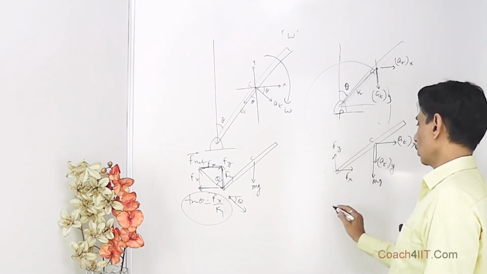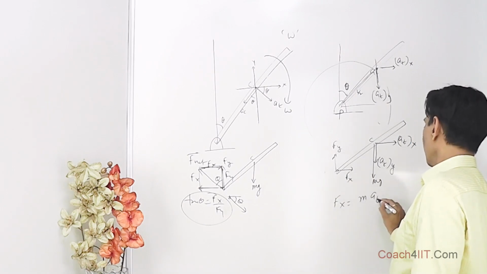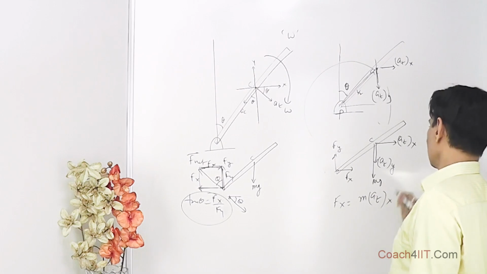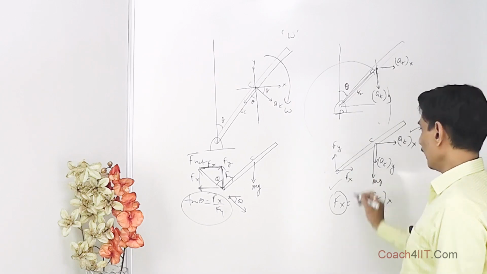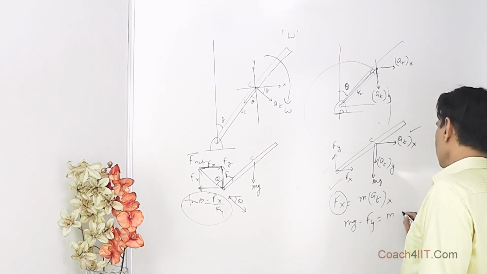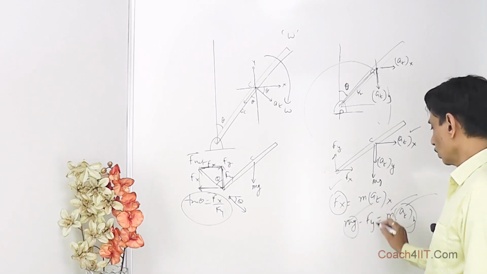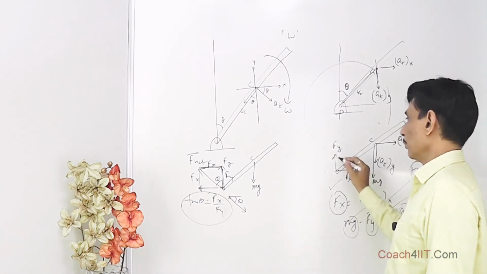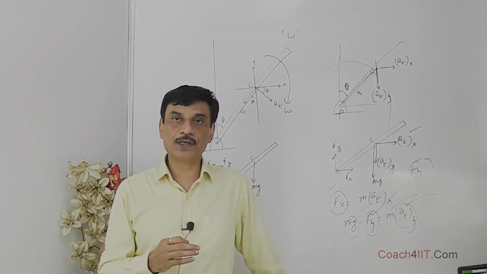Now along the x-axis, Fx is equal to m into a tangential along x, which you have already found. a tangential along x is known, m is known, so you can find Fx. Similarly along the y-axis, we write mg minus Fy is equal to m into a tangential along the y-axis. This is known, mg is known, so from here we can find the value of Fy. So Fy and Fx are known, and from here you can find the resultant force, and that is the reactionary force by the pin onto this rod.